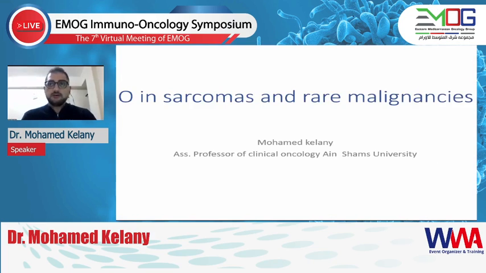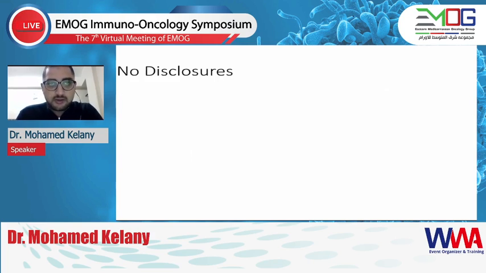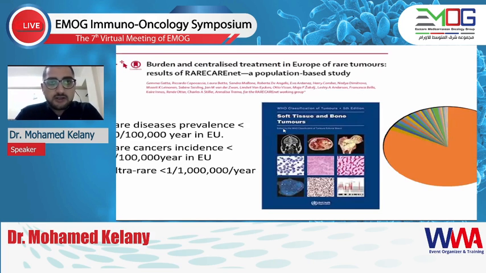Okay. Now we shift from a very common disease area, breast cancer, to a very rare disease subtype, sarcoma, a rare malignancy. I have no disclosure. Based on the Rare Cancer Network or EuroCan, they defined rare disease as a prevalence below 50 per 100 million population per year in Europe.